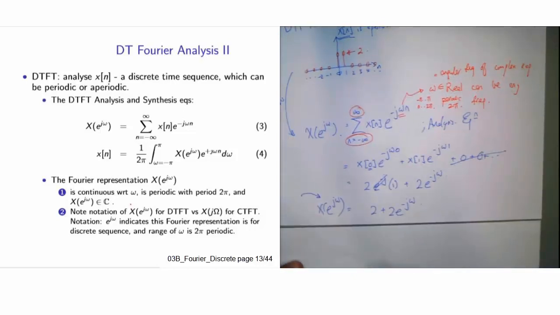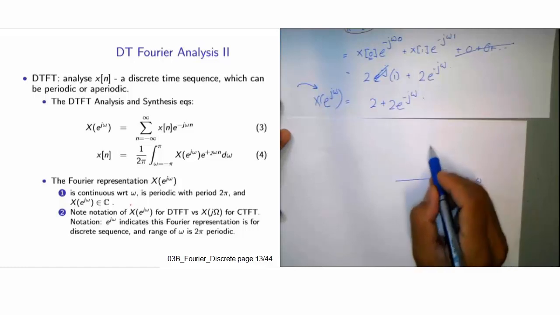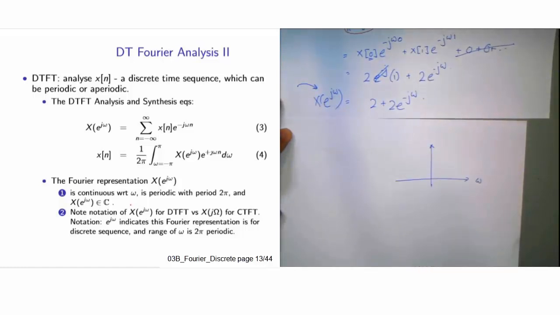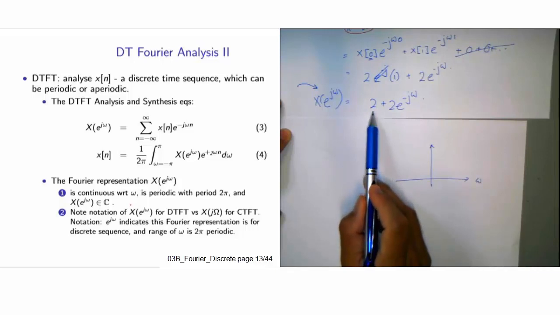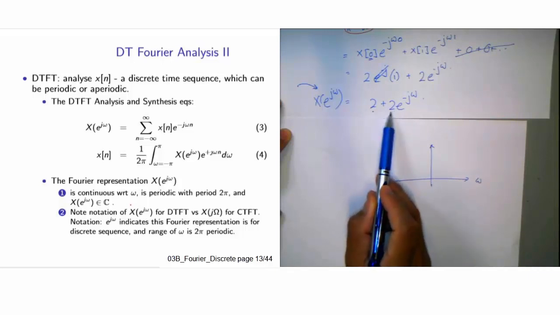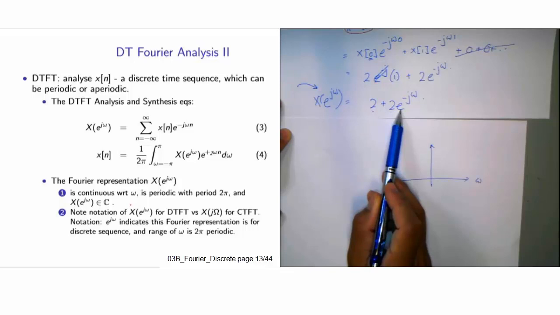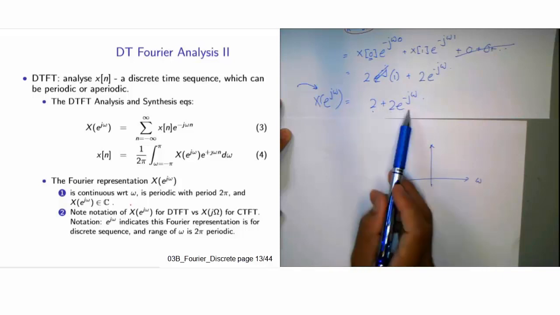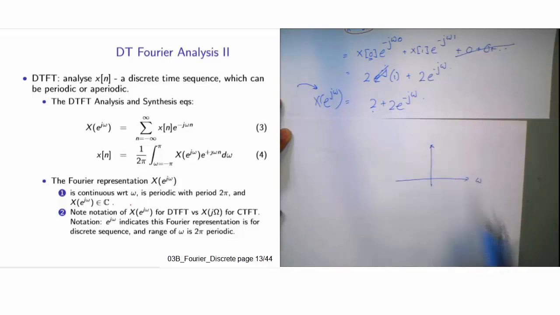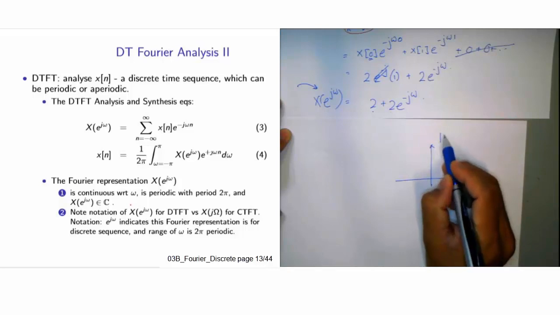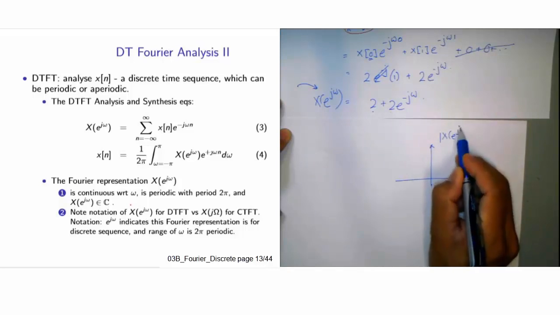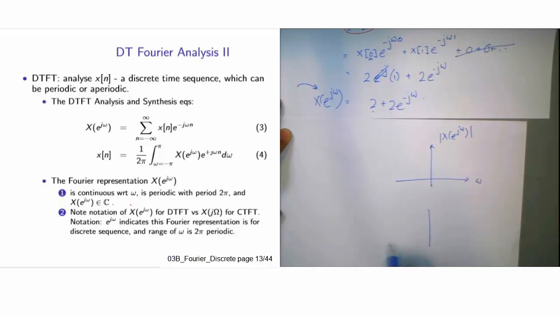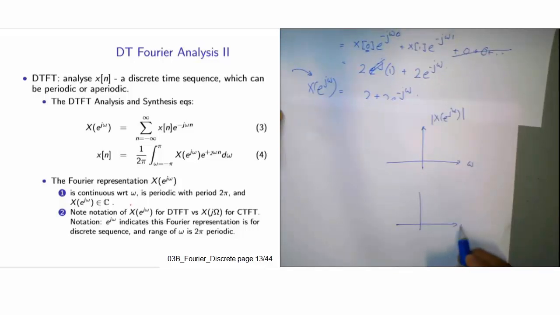So I'm going to draw omega here. And here, let me ask again, is X(e^(j omega)) a real number or a complex number? Look, this is a real number. This 2 is still a real number. Is e^(-j omega) a real or complex number? Complex number. So real plus real times complex is a complex number. So out comes a complex number. Okay? So for a complex number, I have to represent it as its magnitude and its phase.